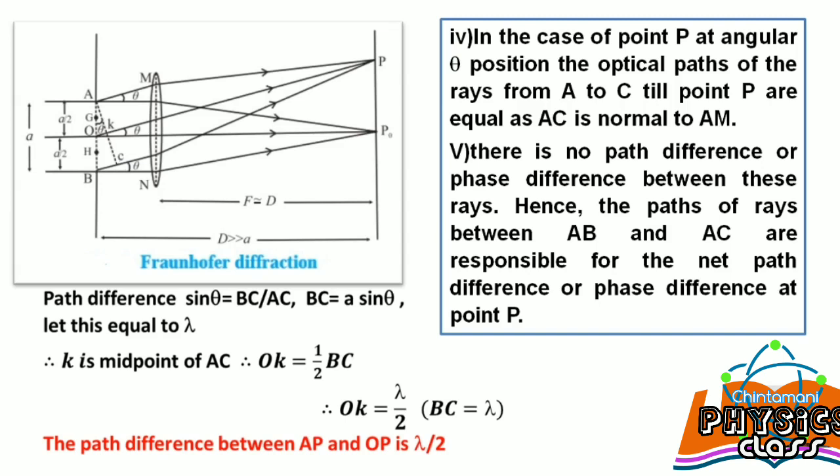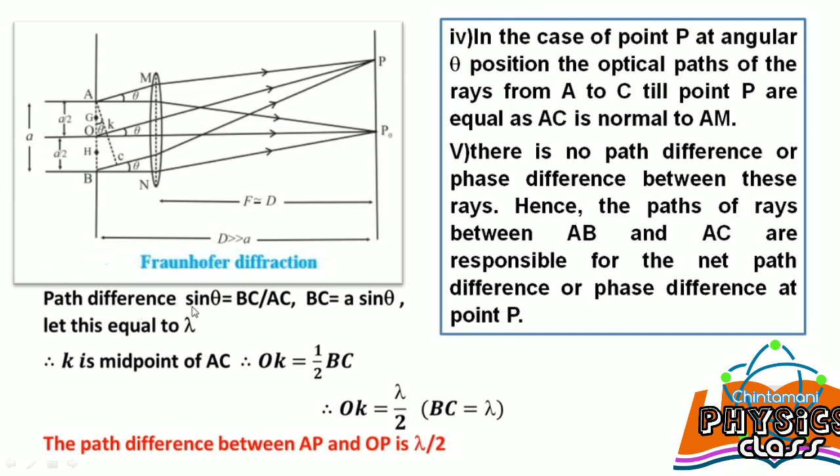There is no path difference or phase difference between these rays. Hence, the rays between AB and AC are responsible for the net path difference or phase difference at point P. Now we can find out the value of the path difference.